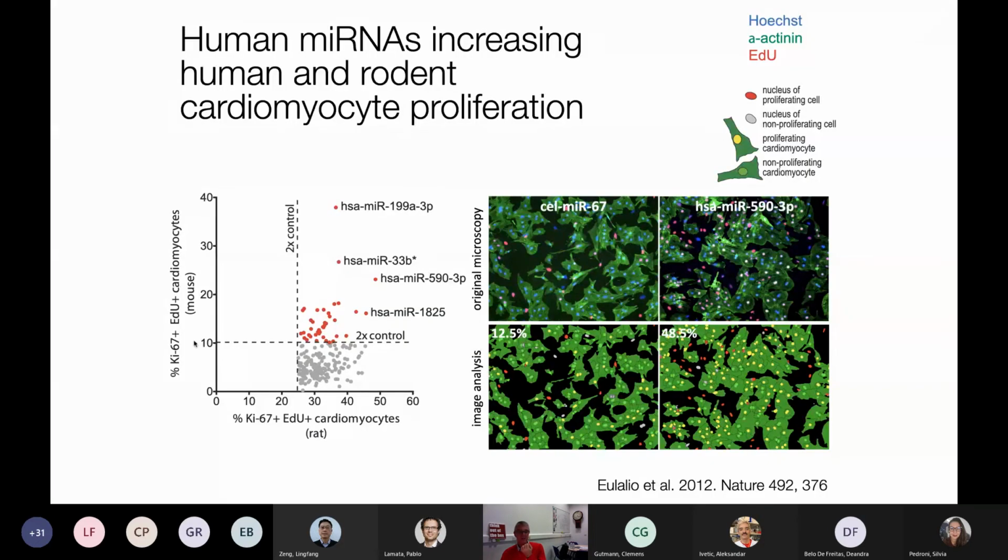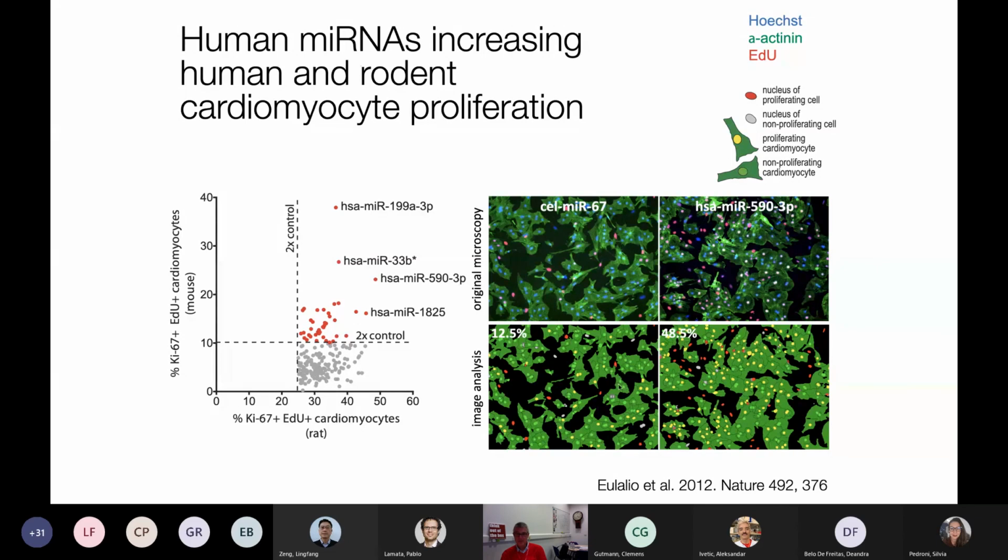This is a result of the screenings. The screening was performed in rat, then repeated in mouse, and this is the overlap between the two. I want to show you here how the software works in this case. So these are primary images of a control cardiomyocyte and a cardiomyocyte with one of the pro-proliferative microRNAs. The cardiomyocytes here are in green, the EDU is in red, and the nuclei with DAPI in blue.